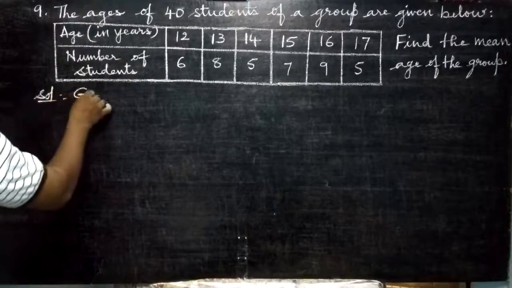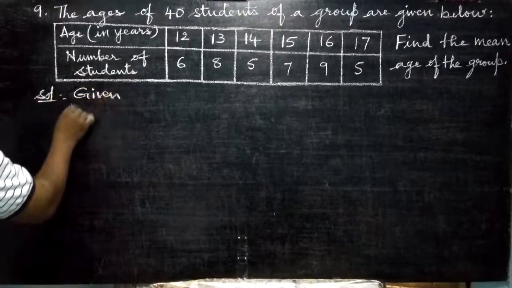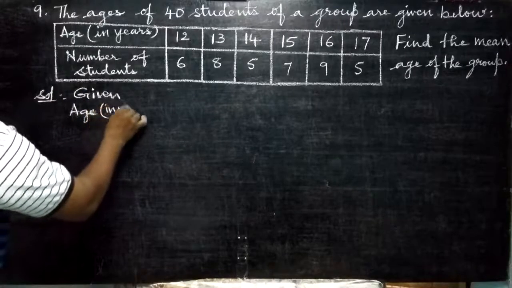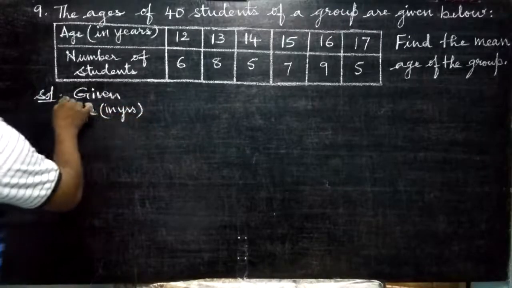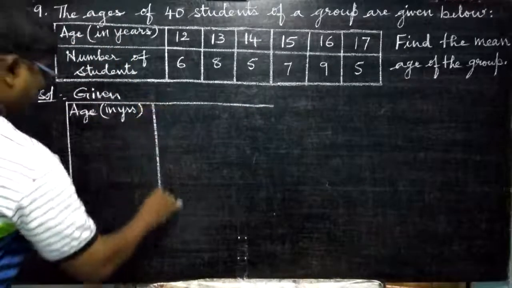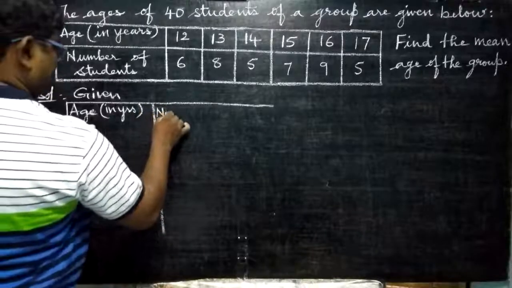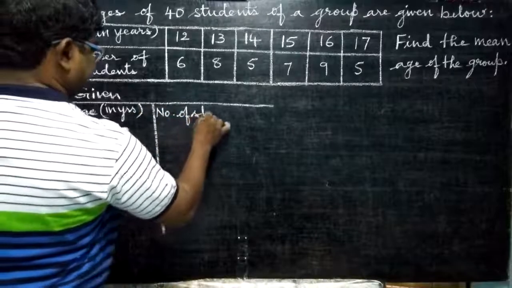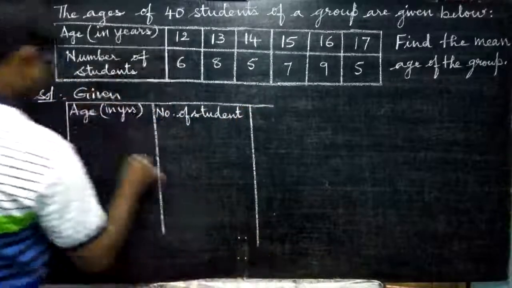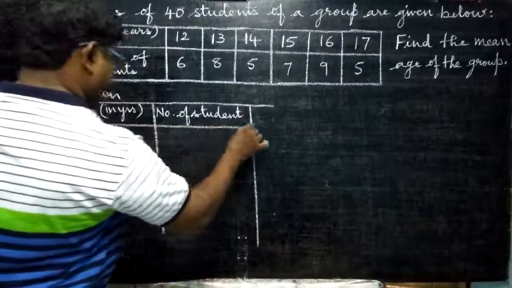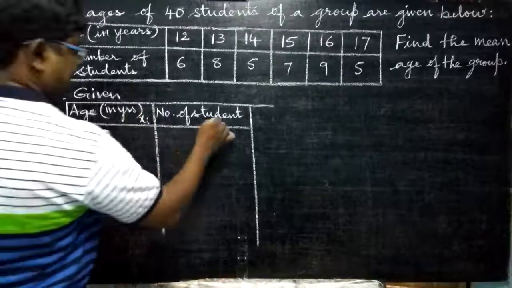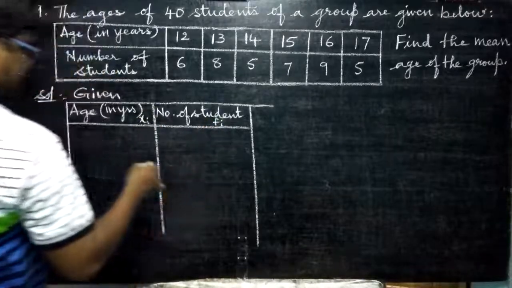So, solution. What have they given? They have given age, that too in years. First column. Next, they have given the number of students. Second column. This is called frequency. And we represent age as xi, the particular class, and this is frequency, i means class.